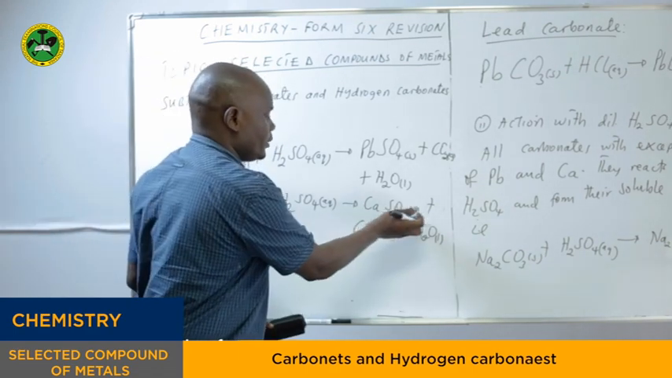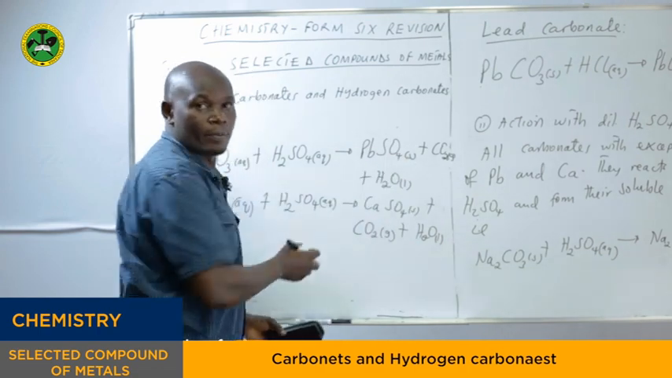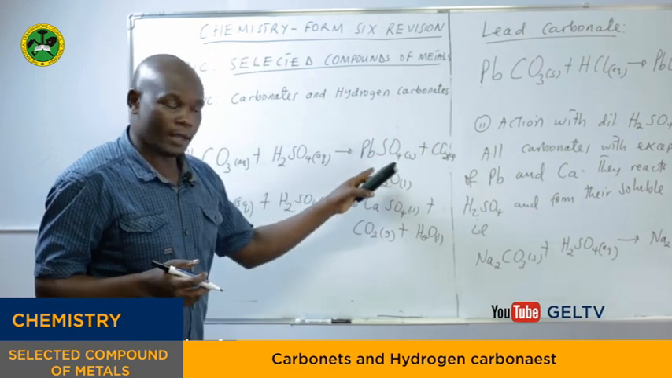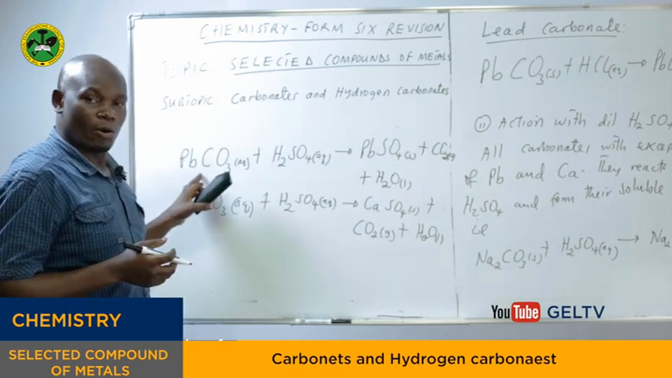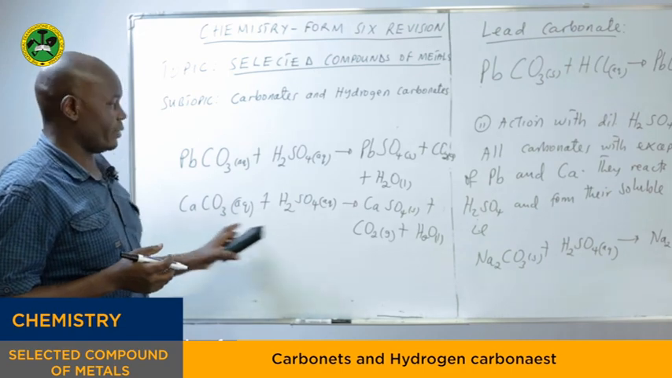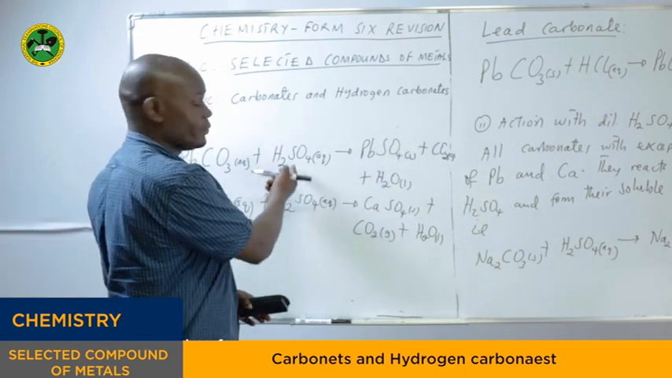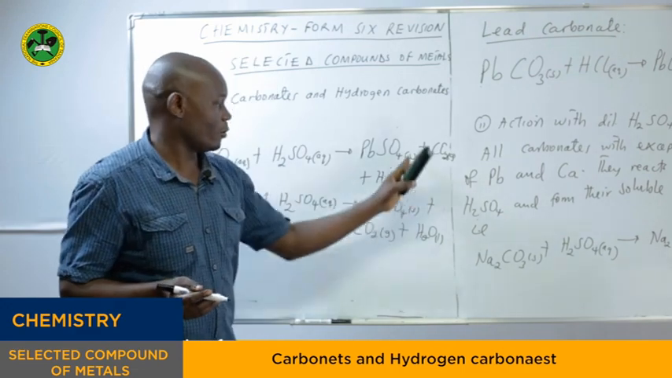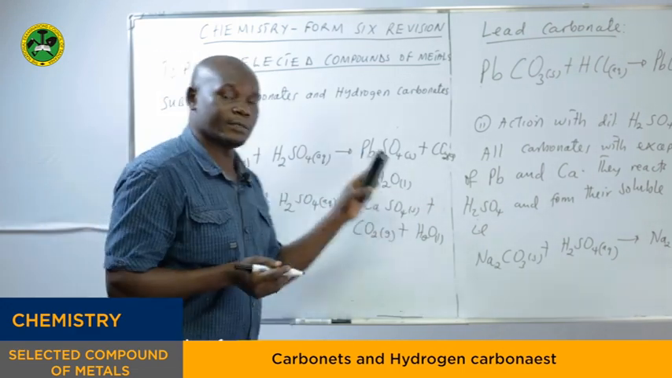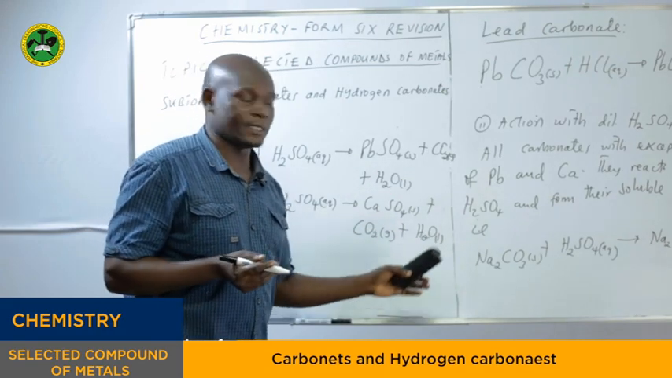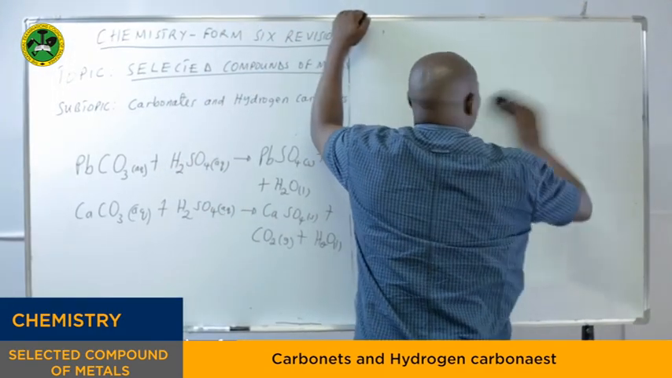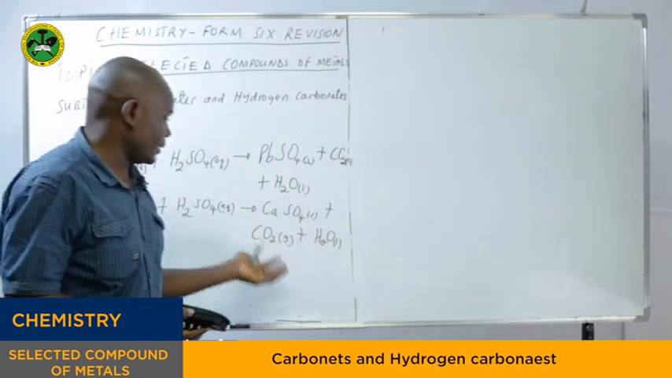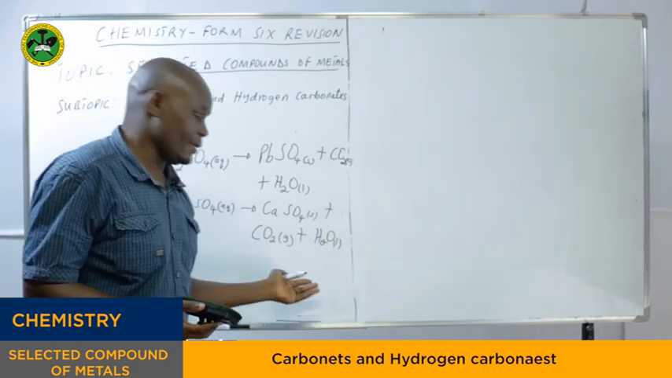So the solid products formed here prevent further reaction. That's why the carbonates of lead and calcium can be used in transportation of sulfuric acid, since they form a protective coating layer on the surface, so that the surface prevents further reaction from taking place.